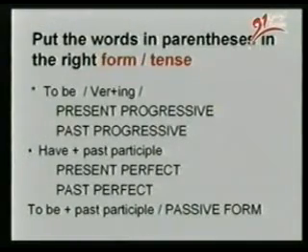So, the first exercise is as follows. Put the words in parentheses in the right form or tense. You are going to try with the auxiliary to be and combine it with the verb plus ing. And when I say ing, I'm speaking about progression. Now, to be plus verb ing, we get the progressive. Plus verb ing, we get the present progressive.